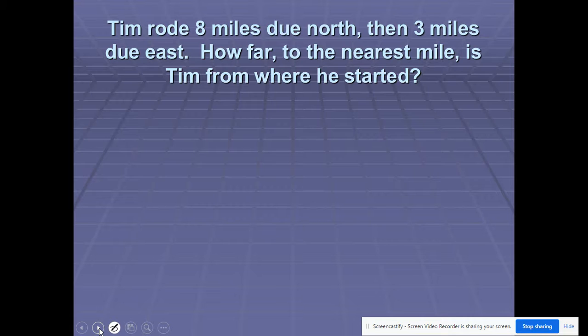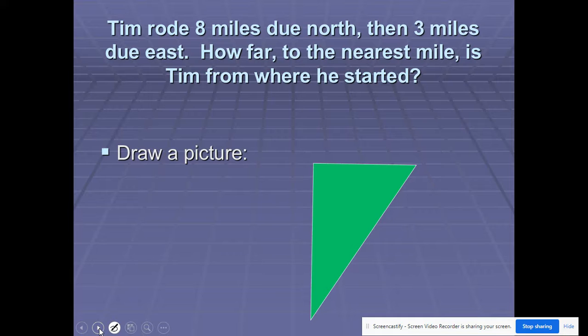Tim rode 8 miles due north and then 3 miles due east. This is another type of problem that you will see. You will always see word problems on the PSAT. So we can draw a picture. He went 8 miles north, then 3 miles east. How far is he from where he started? So we know both of the legs. We now need to figure out the hypotenuse.